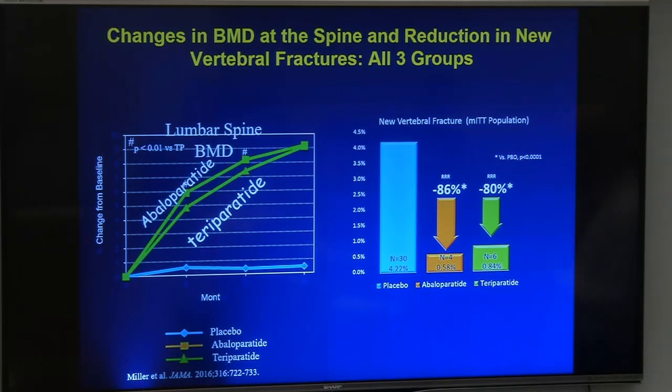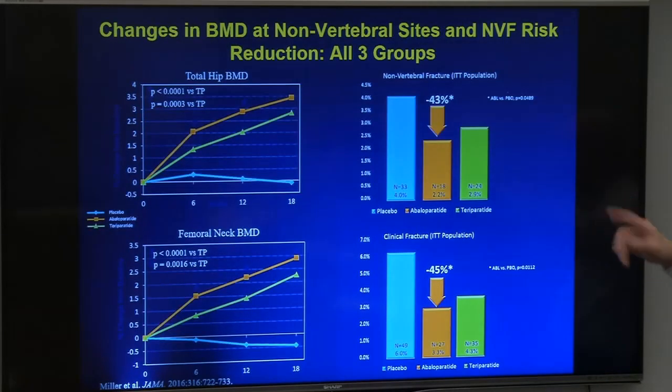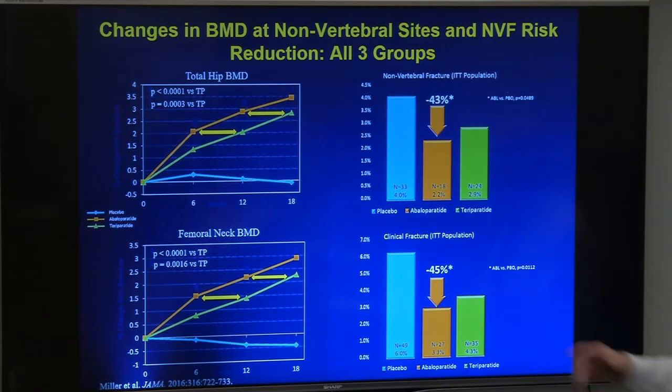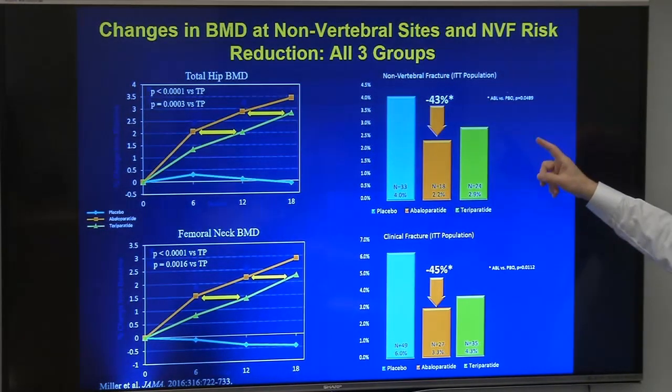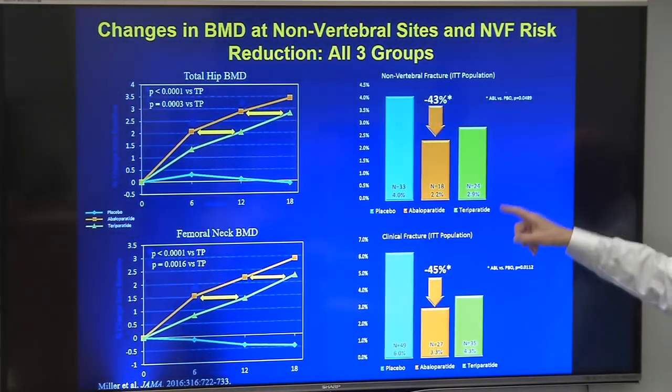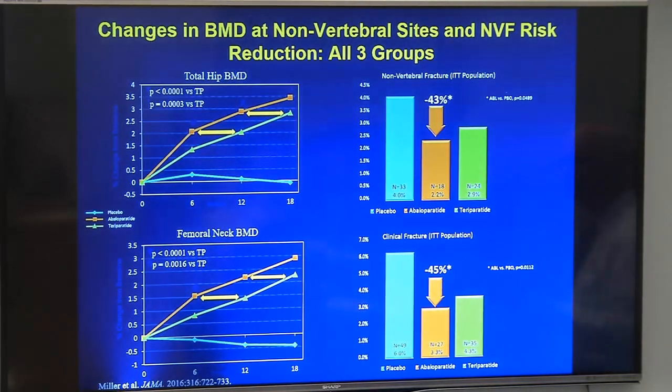But when it comes to non-vertebral sites, the hip, total hip and femoral neck bone density, the abaloparatide, looking at the orange, looks to show an increase a little bit earlier and a little bit more than the increase in bone density at these two hip sites with teriparatide. The non-vertebral fracture data are shown here. Non-vertebral fracture up top, clinical fracture here. And there is a significant reduction with abaloparatide compared to placebo.